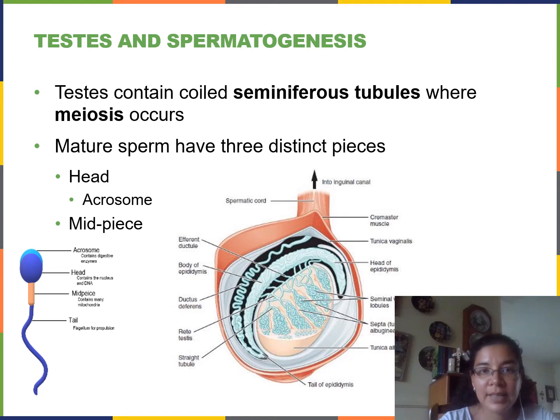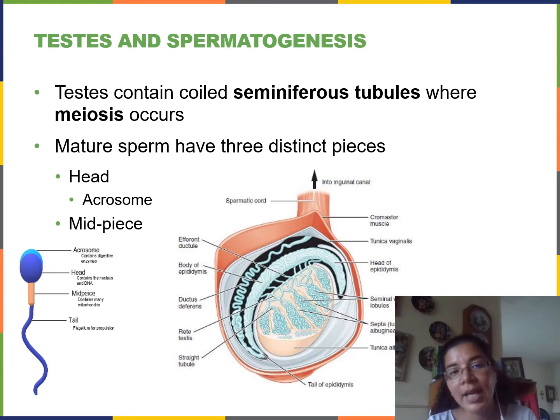Testes and spermatogenesis. So spermato refers to the sperm, genesis to form, right? Beginnings, so to form. So spermatogenesis is the development of the sperm. The testis contains those seminiferous tubules. The sperm are going to mature in the periphery, the outside of the tubule, and then migrate into the lumen as they go through the meiotic division.